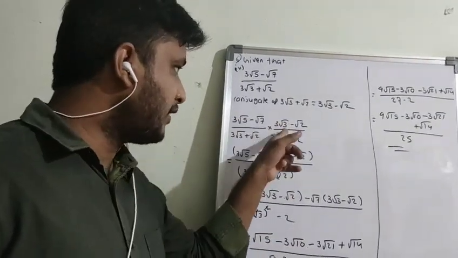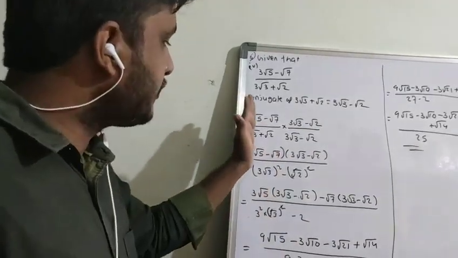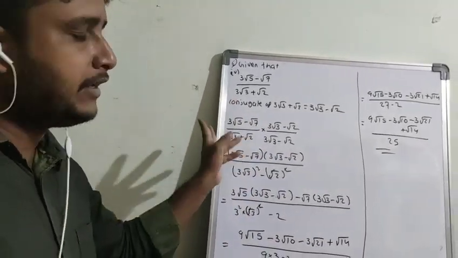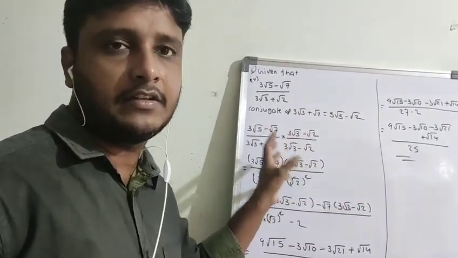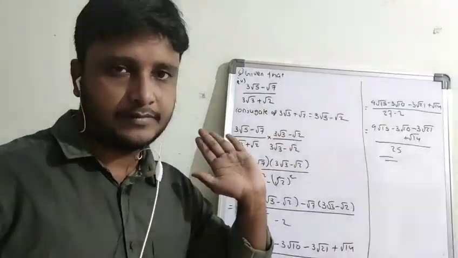And next, multiplication: you don't need to worry by seeing the roots. Simply do the multiplication of the coefficients separately, and the surds inside, multiplication of the surds, do separately. You will get the answer. Okay.